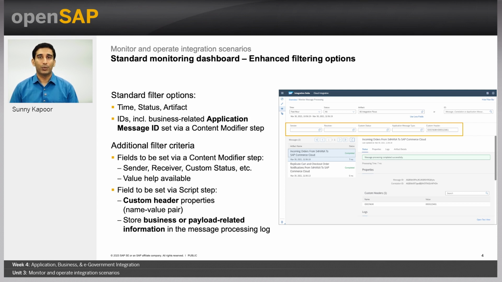Moreover, users can utilize a script step to set custom header properties, which are name-value pairs. This allows the inclusion of business or payload related information in the message processing log to search messages based on a specific business context.